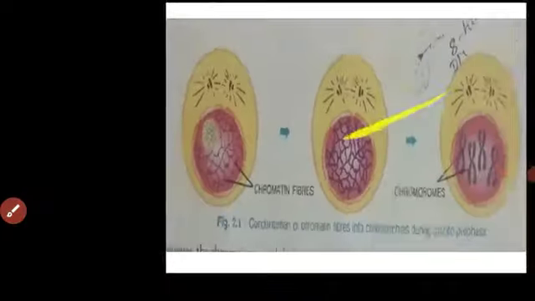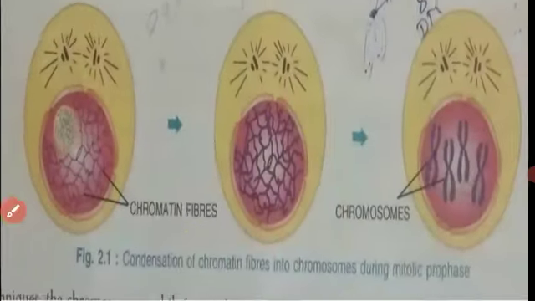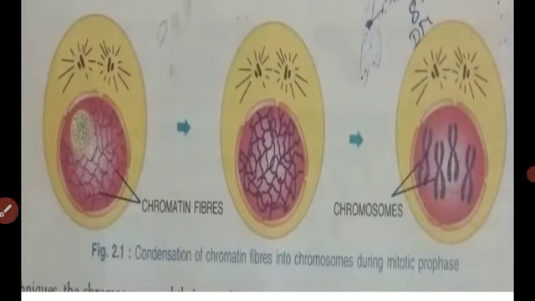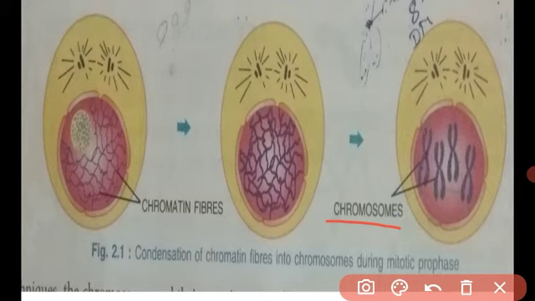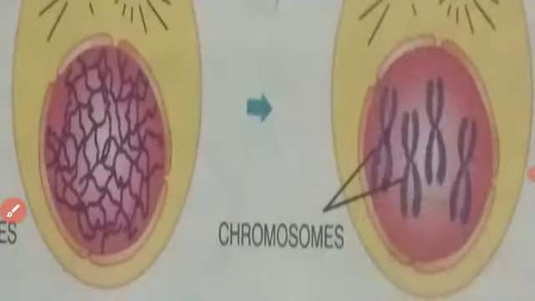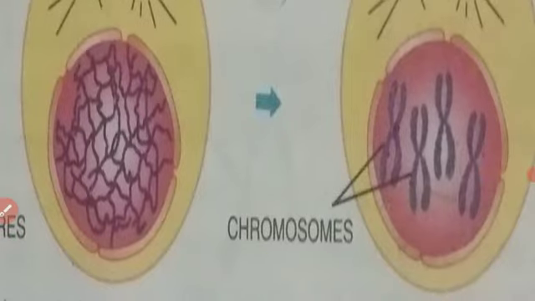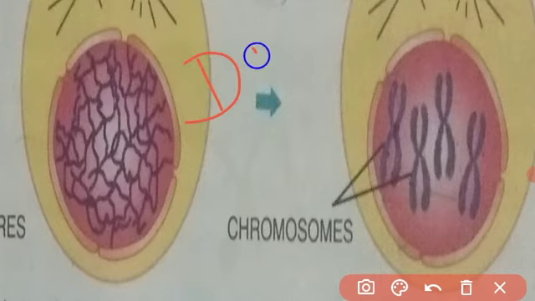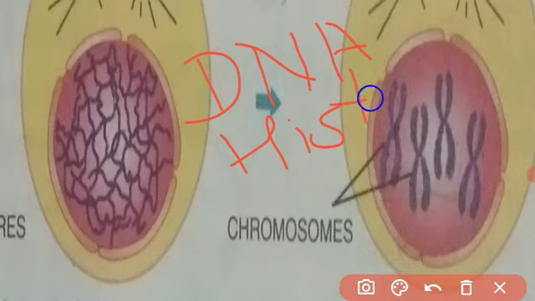During the cell division, what happens? During the cell division, these chromatin fibers become thick and condensed and form the chromosomes like that. See the structure of chromosomes. Chromosome means what? What is meant by chromosome? Chromosome means nothing else. It is also chromatin fiber. It also contains DNA and histone. Means the chromosome also contains DNA and histone.